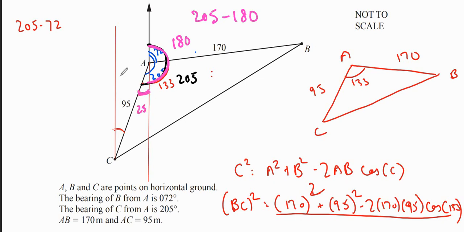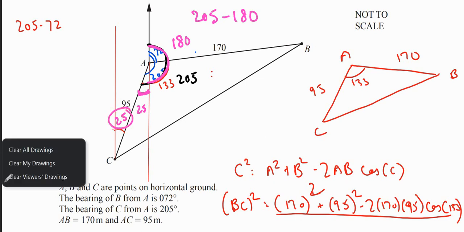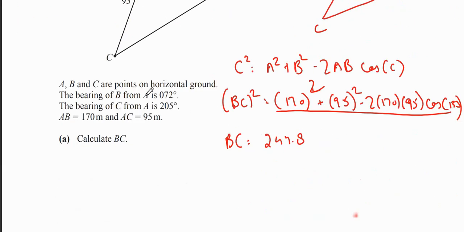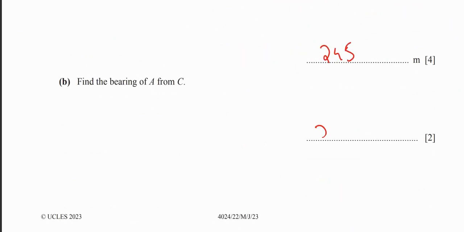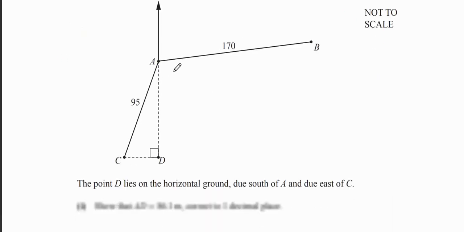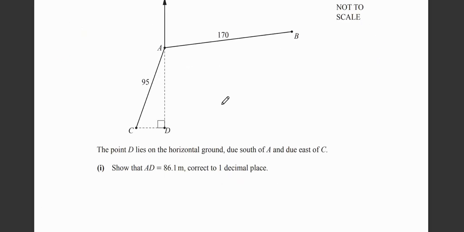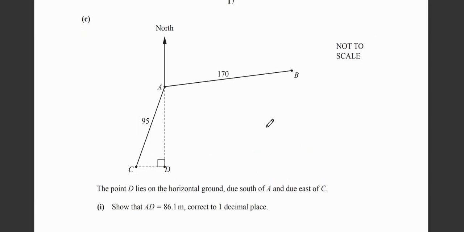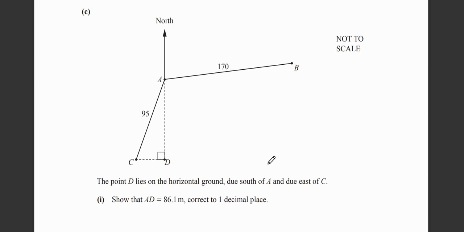If this angle is 25, this angle will also be 25 because these are alternate angles. So the bearing is 25. You guys can show your working like that. Moving on to the next question, it says that the point D lies on the horizontal ground due south of A, due east of C. Show that AD is 86.1.